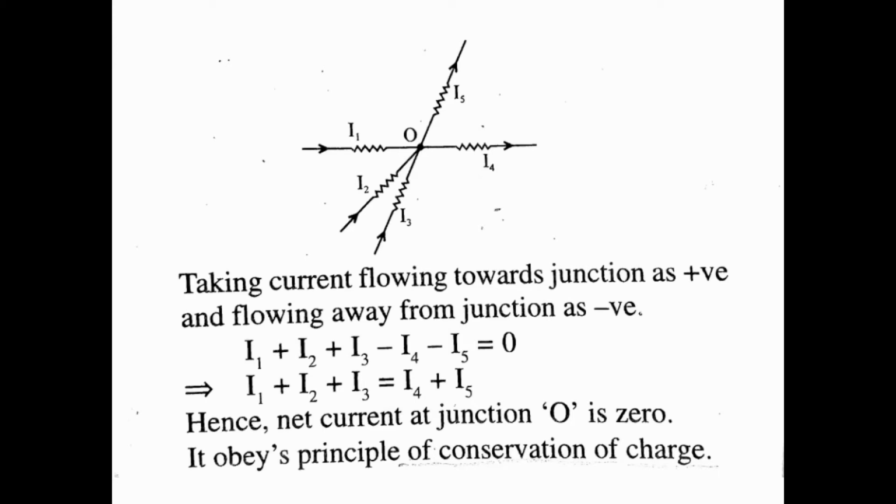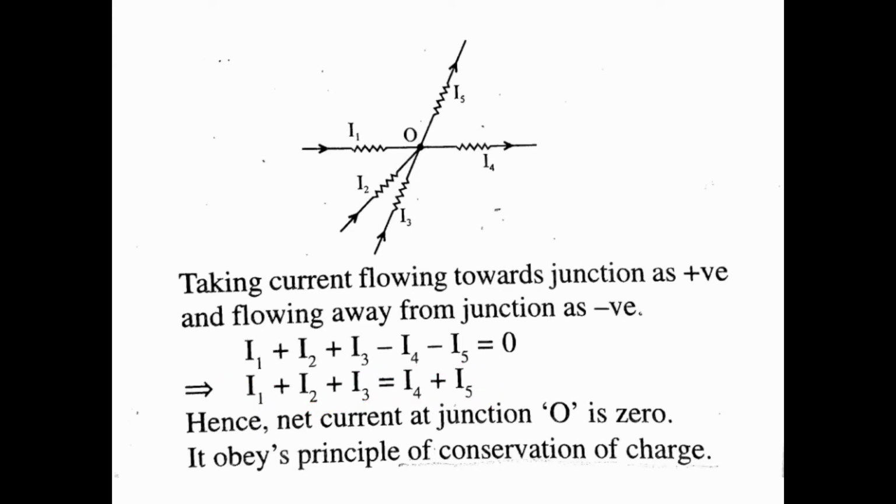Now we can write I1 plus I2 plus I3, these are positive, and minus I4 minus I5 is equal to 0. Can you understand it? I hope you're getting this. Then we can also write that this implies I1 plus I2 plus I3 is equal to I4 plus I5.